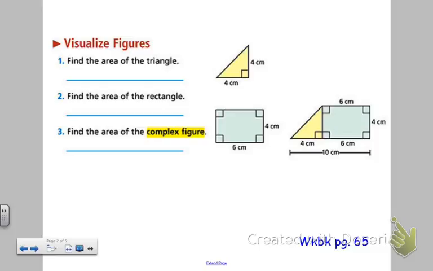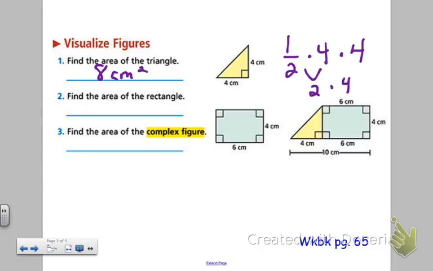First, we're going to find the area of this triangle. So let's think about the formula for finding area of a triangle. We have to do 1/2 base times height. So I would have to do 1/2 times the base times the height. Well, 1/2 times 4 is 2, right? Because we're talking about half of 4. And then 2 times 4 is going to give me 8. So the area of the triangle is 6 square centimeters.